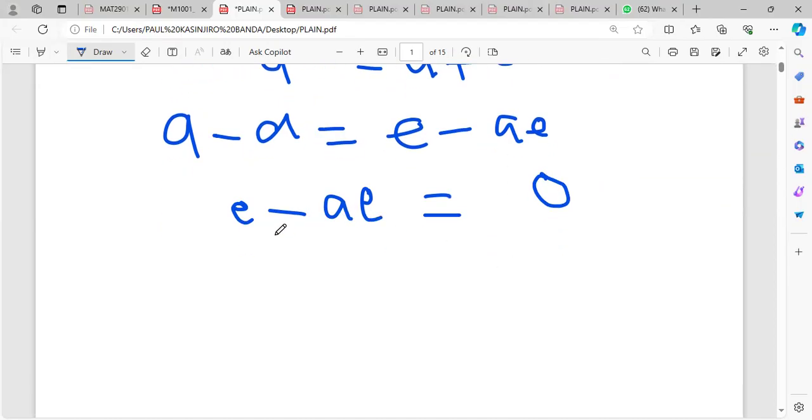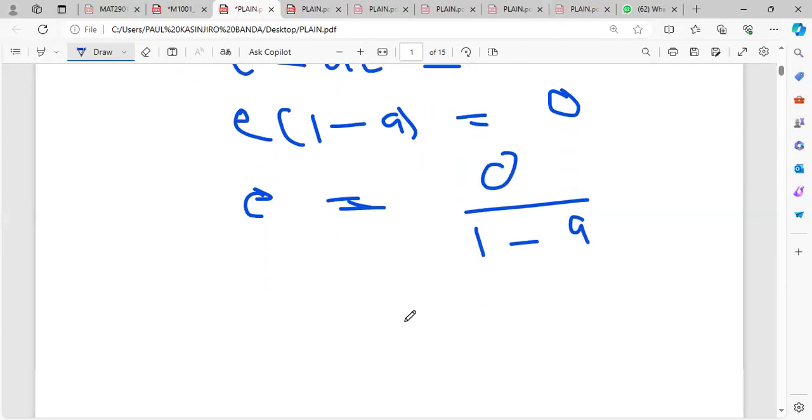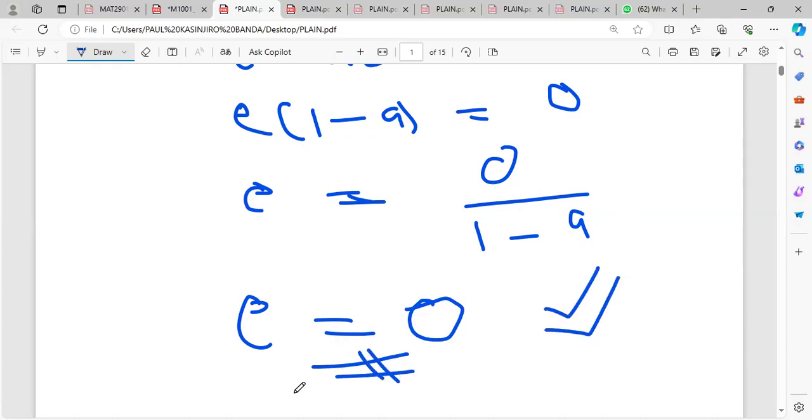And then from here now, we can factorize our identity element. This is what we want to find. When you factorize the E here, you remain with E times 1 minus A is equal to 0. And then we solve for the E now. So E is going to be equal to 0 divided by 1 minus A. And we know that 0 divided by anything there is just 0. So our E is 0. So it means our identity element in that question was just 0.